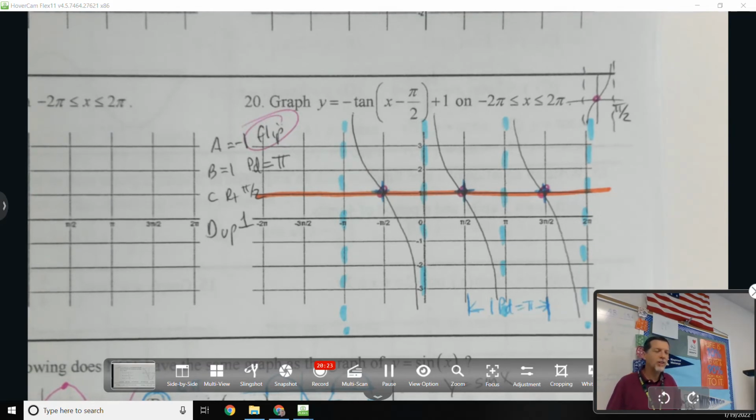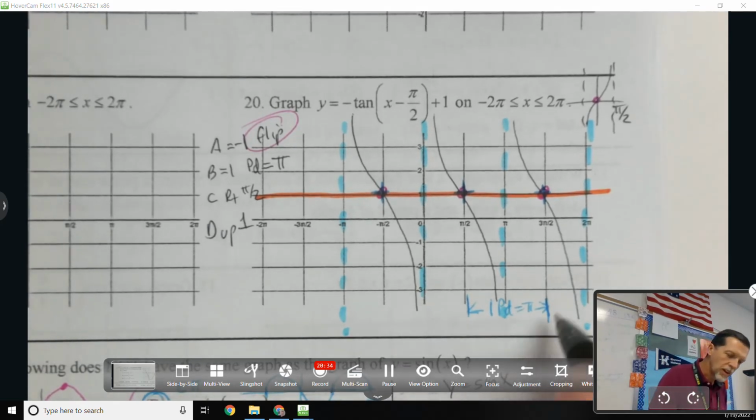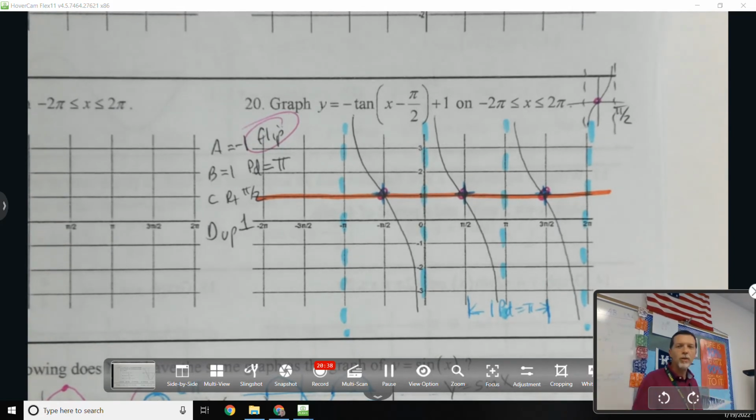That looks like a cotangent graph. So as always, there's more than one way to write it. If I just gave you that picture, the easiest way to write it is to just make it cotangent of x. No changes necessary.